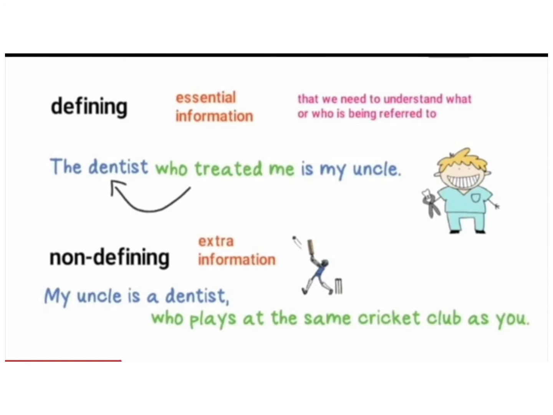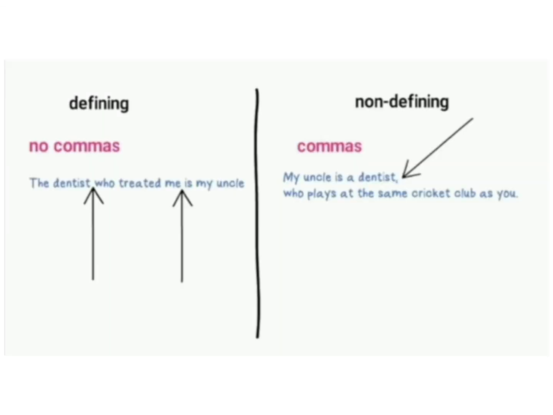Vikat en le taila defining and non-defining relative clause. In defining relative clause, there is no comma. But in non-defining relative clause, we find there's a comma.